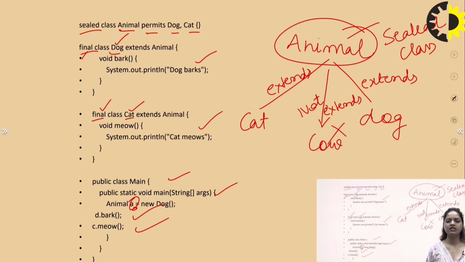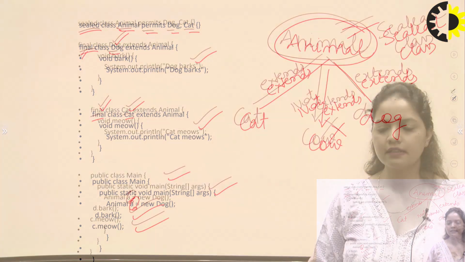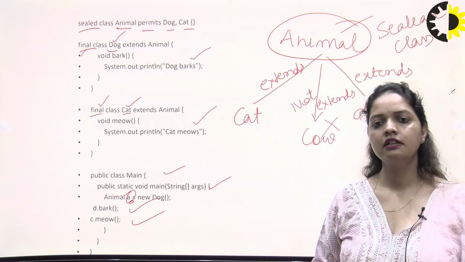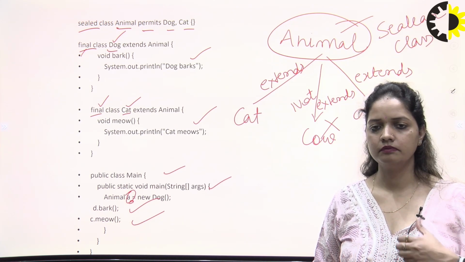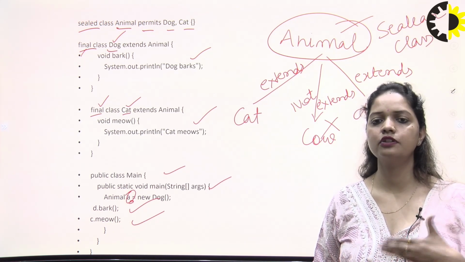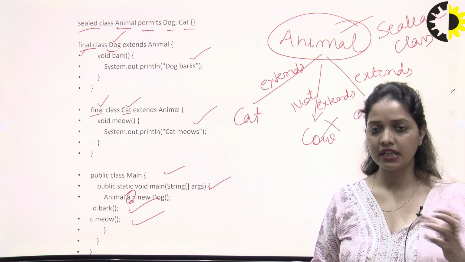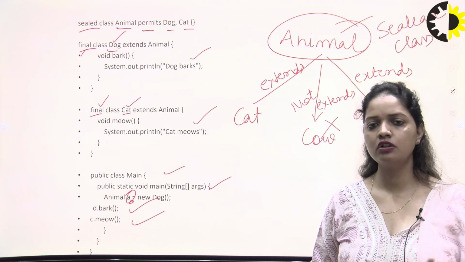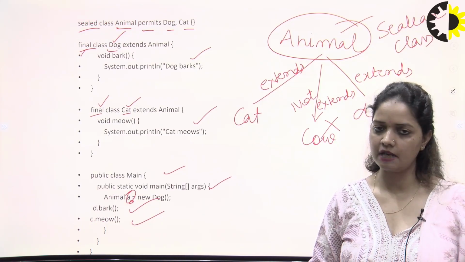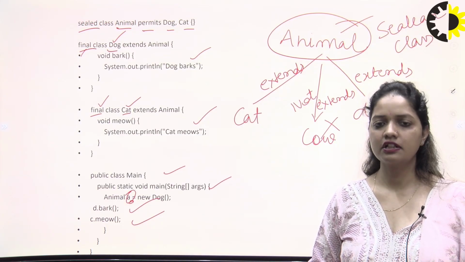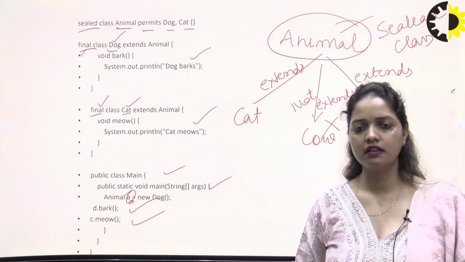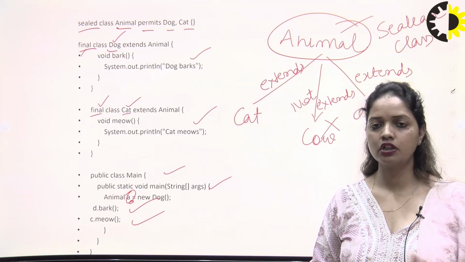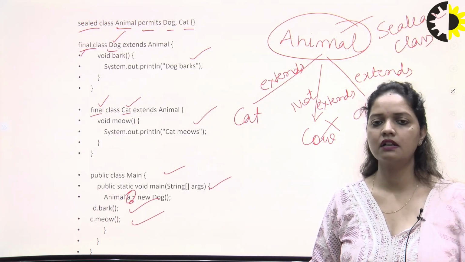So what is the advantage of using sealed classes? As I told you earlier, in order to provide high authority or high security in our classes, the parent class has control over its child classes. It gives permission for how many classes will extend that particular parent class. From a security point of view, we are using the sealed class feature. The authority is given to the parent class as a sealed class.